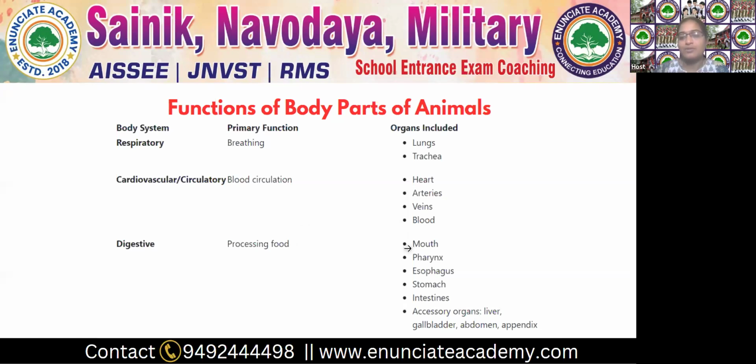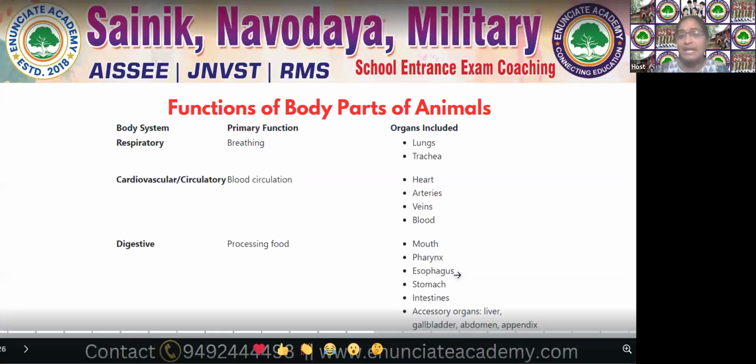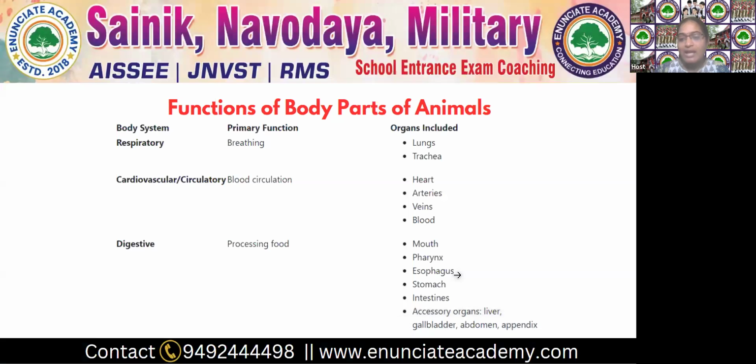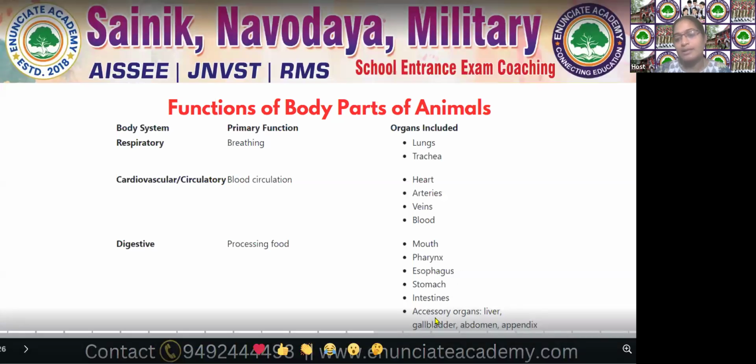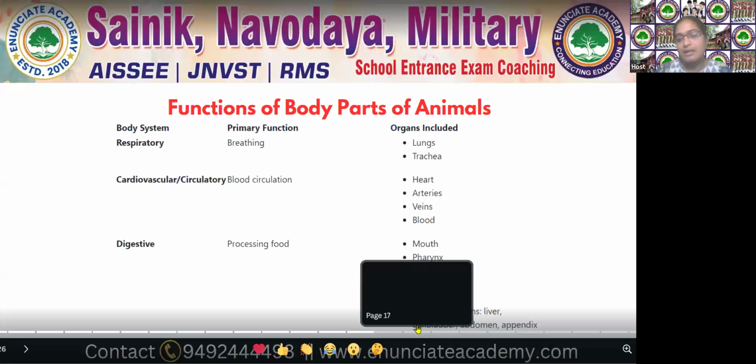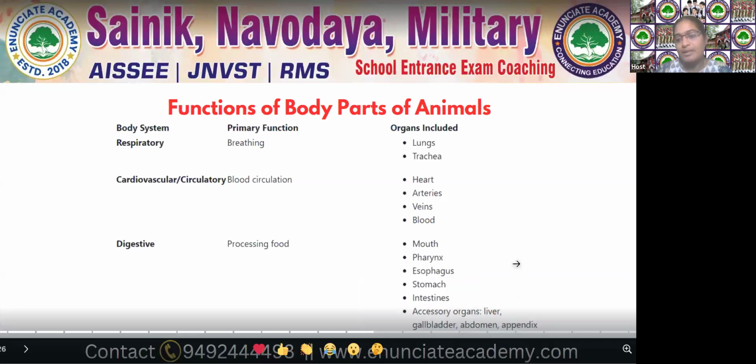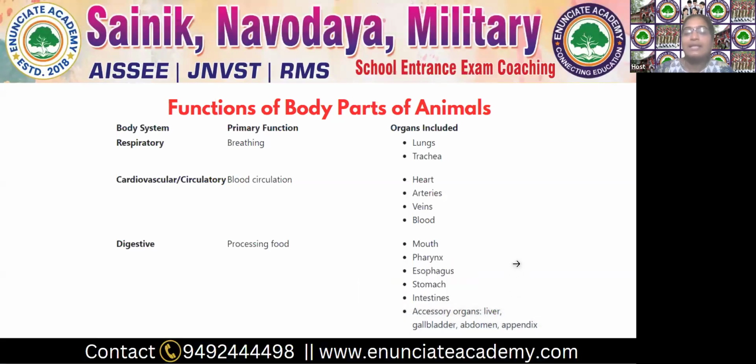Let us see. Mouth, pharynx. Pharynx means throat. And esophagus, stomach, small intestine, large intestine, rectum, anus. Other organs are liver, gallbladder, abdomen, appendix. These are the important body parts of the digestive system.